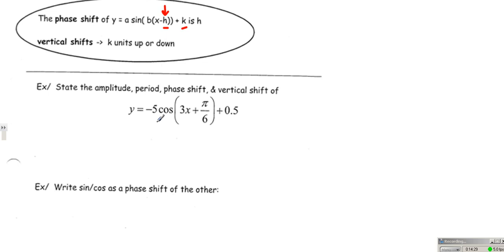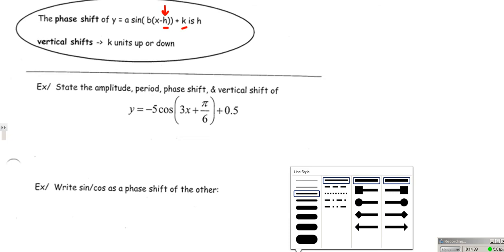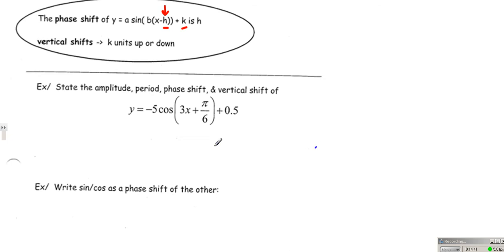All right, we've got y equals -5 cosine of (3x plus pi over 6) plus 0.5. First thing we want to do is get that into our standard form, or our transformation form. It's almost there, but note in our form, this b is factored out of that expression, so we want to factor out this 3 here. So what's going to happen?